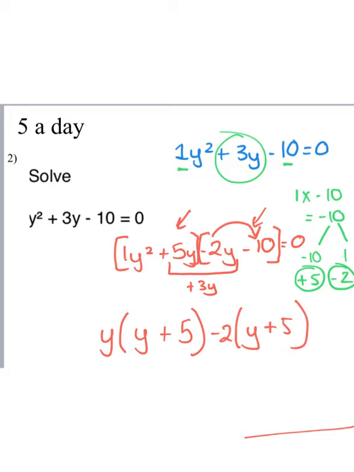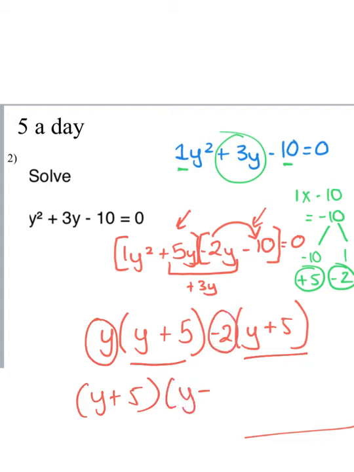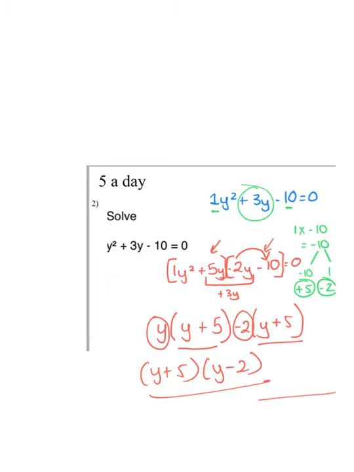So now, when we get to this part of the solution, we know that these are the same, so we could use this as a bracket, y plus 5, make that into a bracket. Now we could use the two values outside of the bracket and put that into a bracket, so y minus 2. This will be the answer for the question.